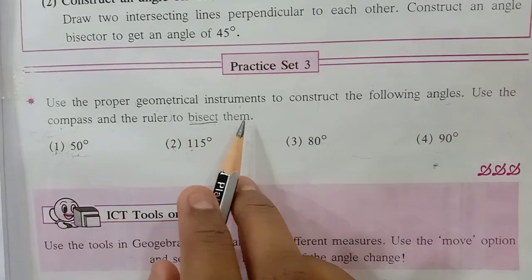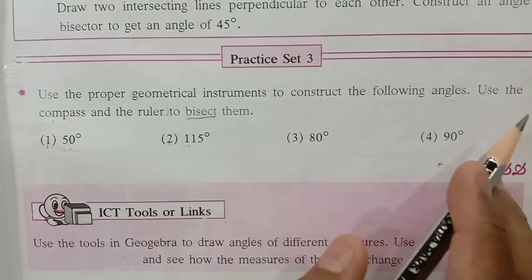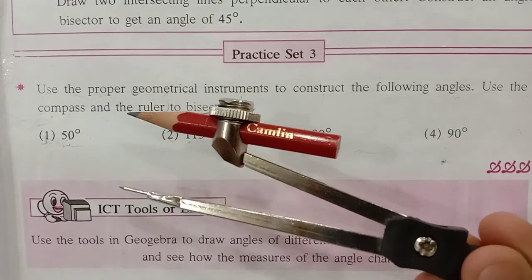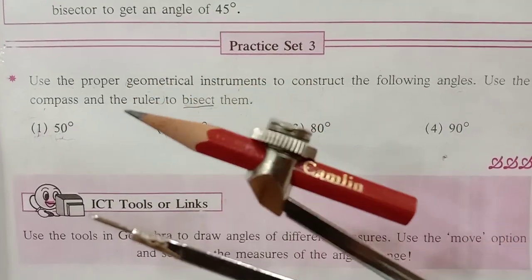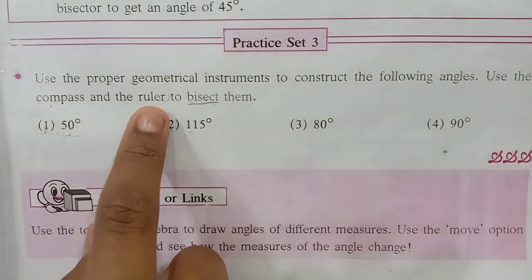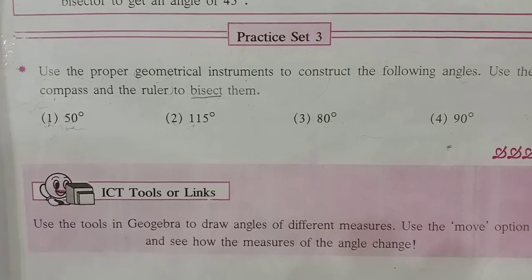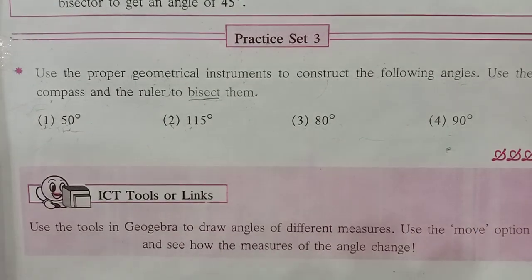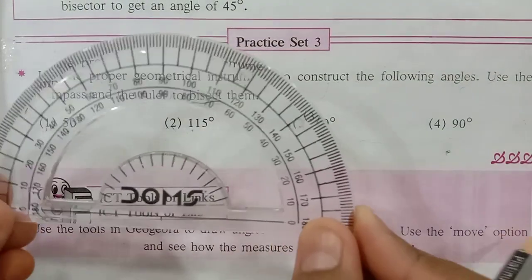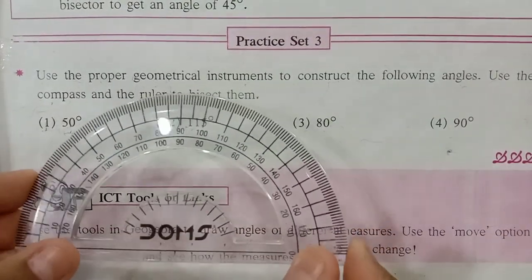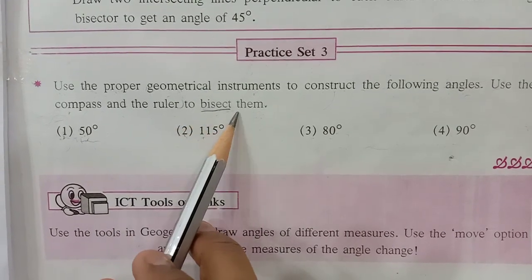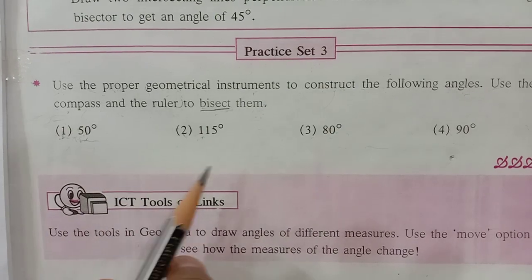Use the compass and the ruler to bisect them. So what do we have to use? For this practice set 3, we have to use a compass. This is known as a compass. It is useful in drawing angles and helpful in this practice set. Then a ruler. A ruler is this, you know. One more helpful thing in this practice set is the protractor. The protractor is also a very useful thing. To bisect means to divide into two parts.